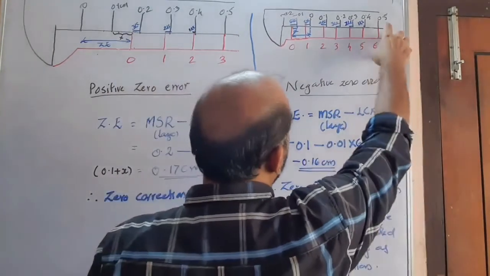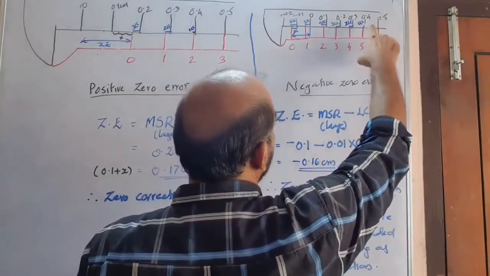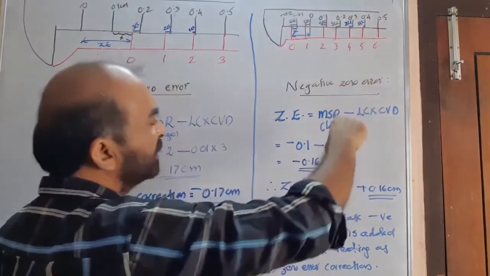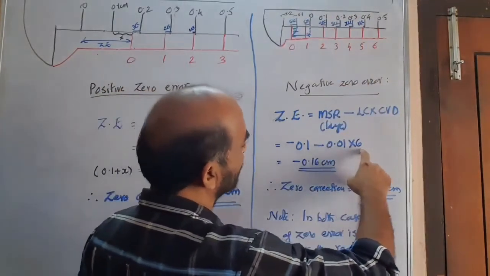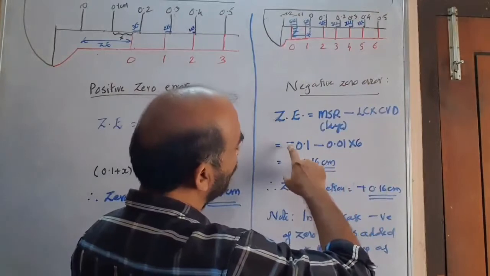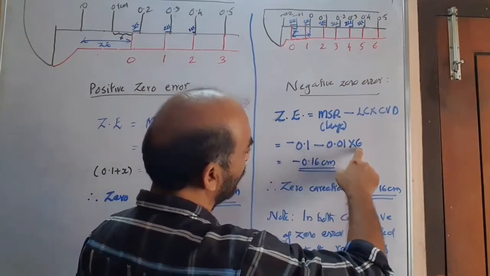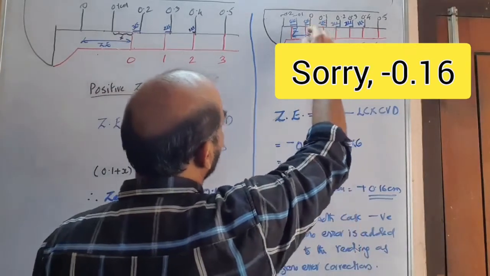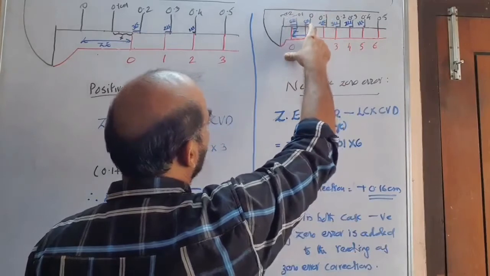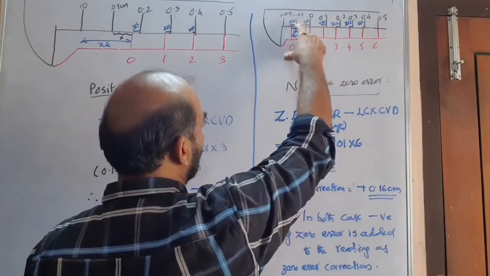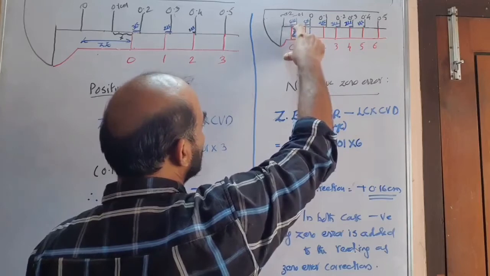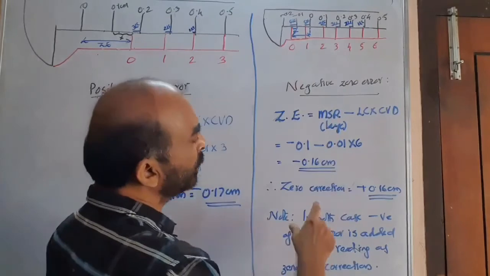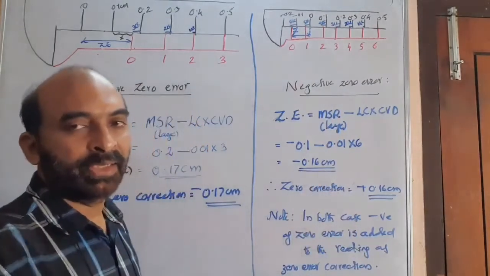And see here the coinciding vernier division is 6th. 1 LC, 2 LC, 3 LC, 4 LC, 5 LC, 6 LC. 6 into least count, so 0.01 into 6. Both are negative: minus 0.1 plus minus 0.01 into 6, minus 0.16. It's quite natural. See here the 0 is here. Up to this, what will be the total length? 1 full minus 0.1 and this length. This length itself is x. X and 6 LC here are the same. So you get minus 0.16 centimeter.